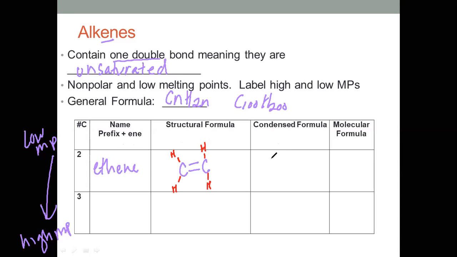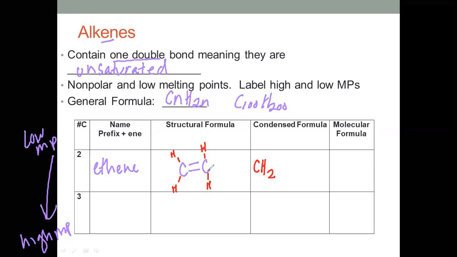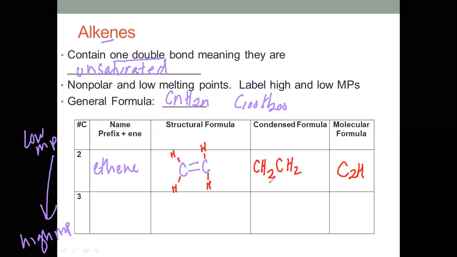Okay, so the condensed formula, remember, start with the first carbon. Say how many hydrogens you have? 2. Second carbon, CH2. Molecular formula is combining it. So C2, H, 2 plus 2, 4. Okay, so ethene, 2 carbons, C2H4. 3, propene.